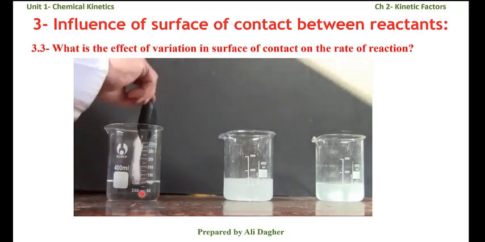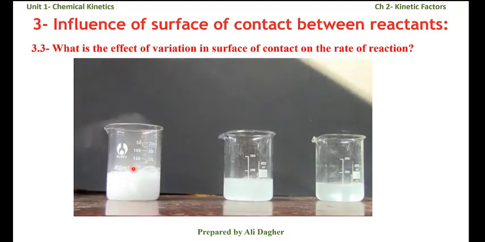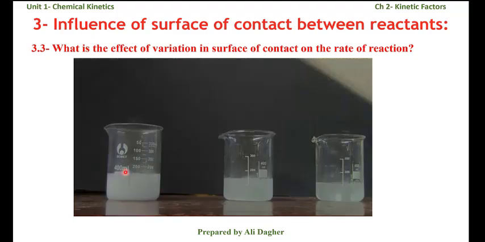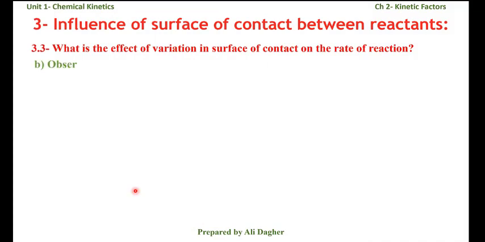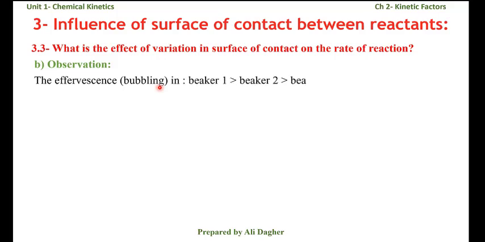And when we have powdered calcium carbonate, the effervescence is bigger, and we have a faster reaction than when the size of particles is larger. That means as the size of particles decreases, the surface of contact increases, and the rate of the reaction increases. Observation: the effervescence, the bubbling, that means the release of CO2 in beaker 1 is bigger than that in beaker 2, bigger than that in beaker 3.